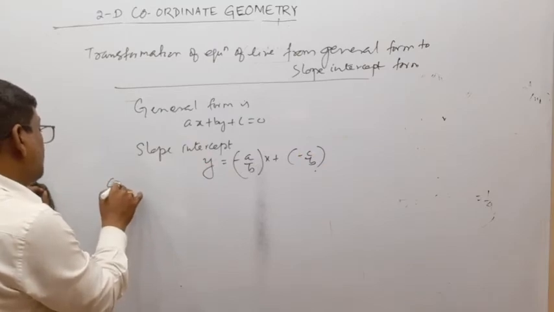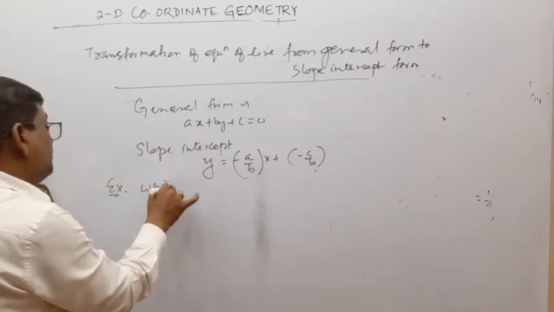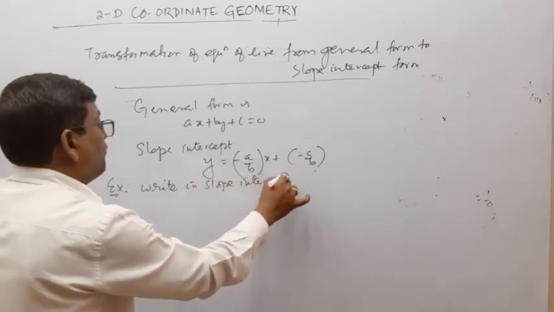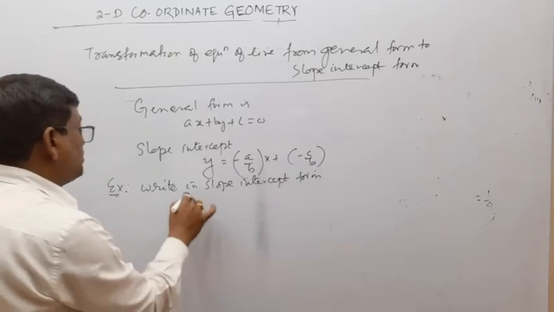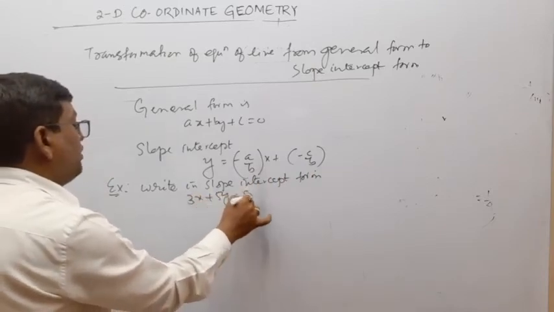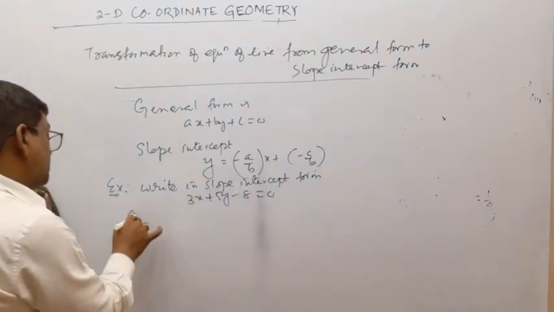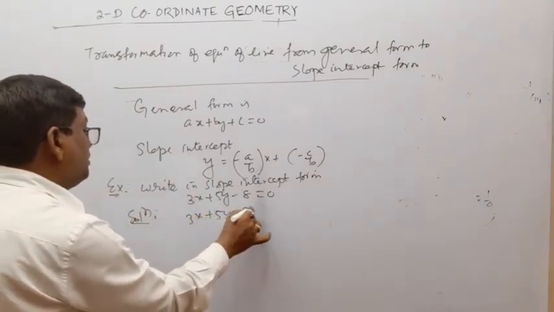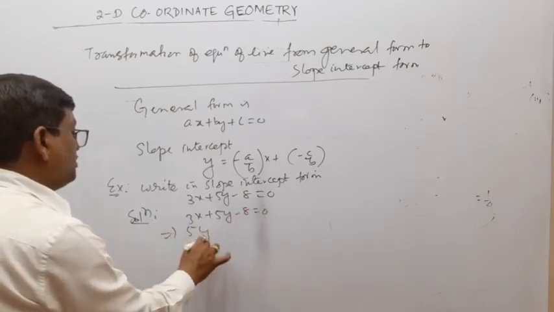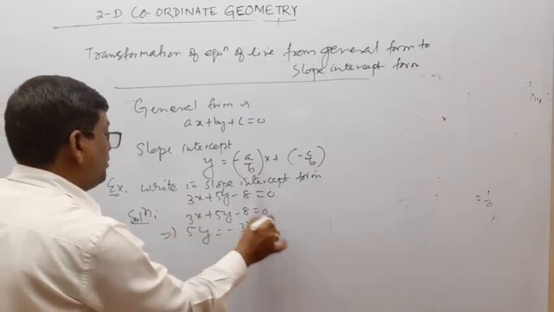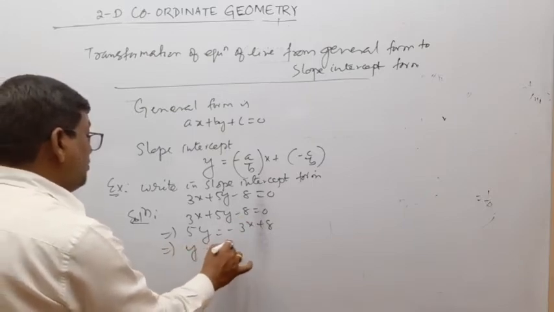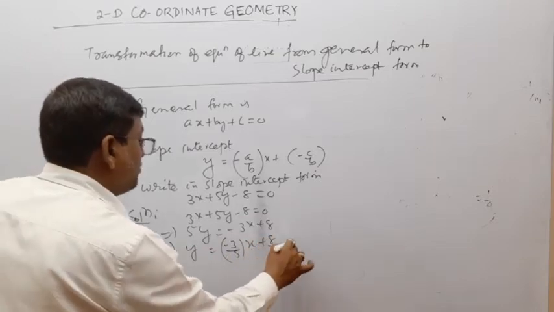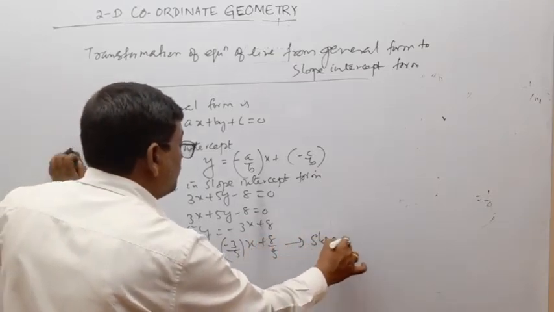Example: write in slope intercept form. The general form is 3x plus 5y minus 8 equal to 0. Solution: 3x plus 5y minus 8 is equal to 0, so 5y is equal to minus 3x plus 8, and y is equal to minus 3 by 5 into x plus 8 by 5. That is the slope intercept form.